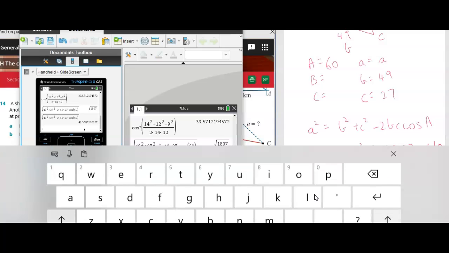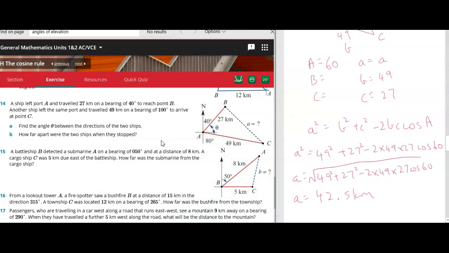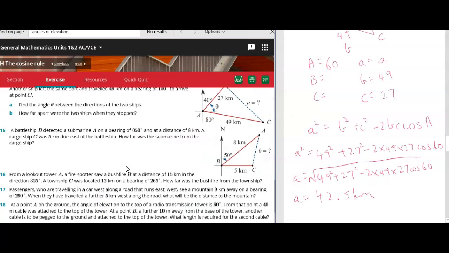So it's 42.5 kilometres, and I'm assuming it's one decimal place. They didn't ask for a decimal place.